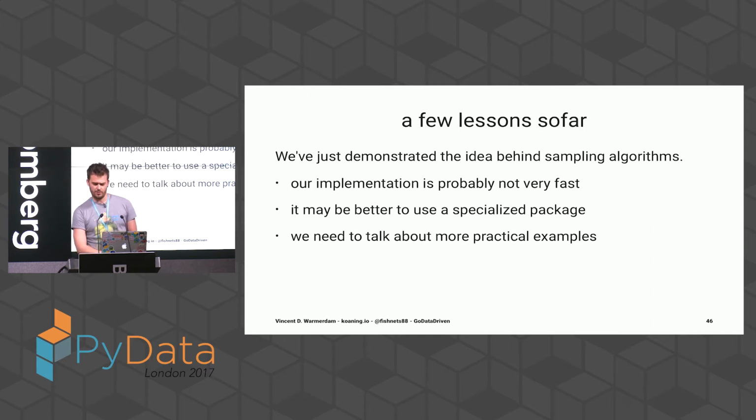We may not need to talk more about practical examples, because in this case, of course, you could just take the mean by taking a sum and dividing it by the number of items in the array. So this is the first thing I did as I was trying to learn what sampling algorithms do.